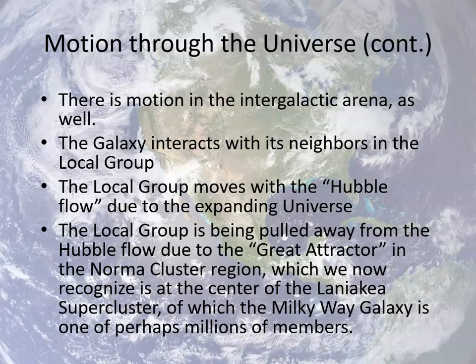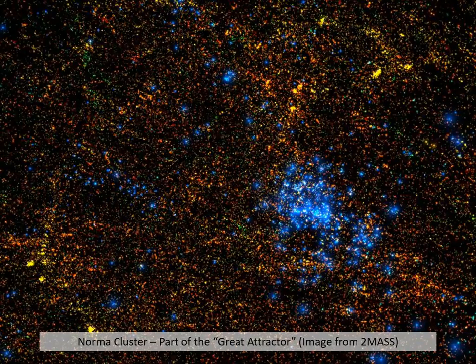In fact, the local group, and also a whole lot of other clusters, are being pulled toward a so-called great attractor in the Norma cluster region, which we now recognize as being pretty close to the center of the Laniakea supercluster. So here is an infrared image of part of the Great Attractor, the Norma cluster.